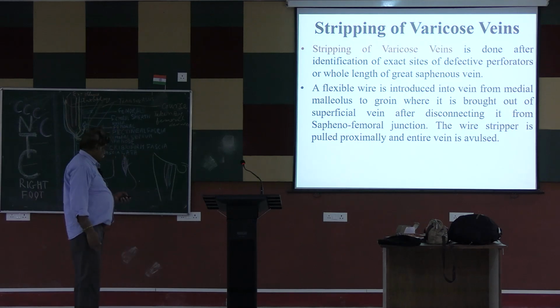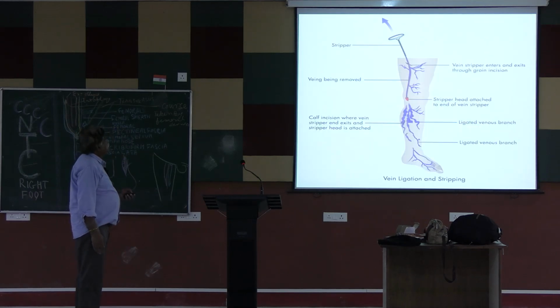Now, here's the stripper. See, here's the stripper being removed. Stripper head attached to the end of the vein stripper. The calf incision where the vein stripper enters and exits. Stripper head is attached. Ligated venous branches, and that is stripping.